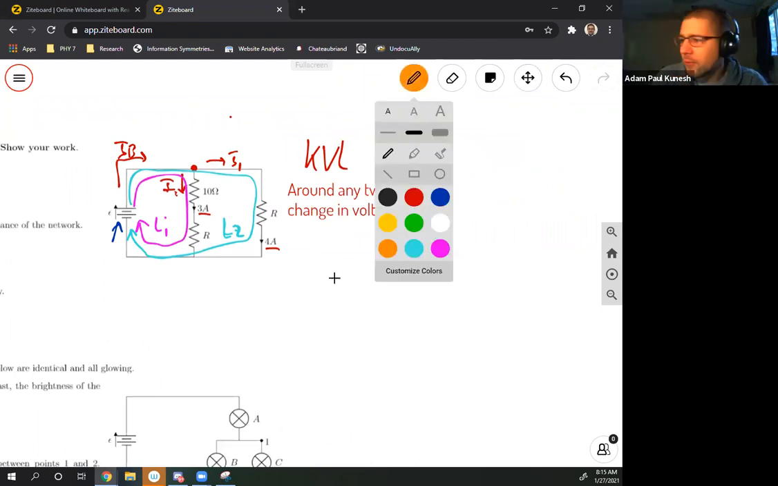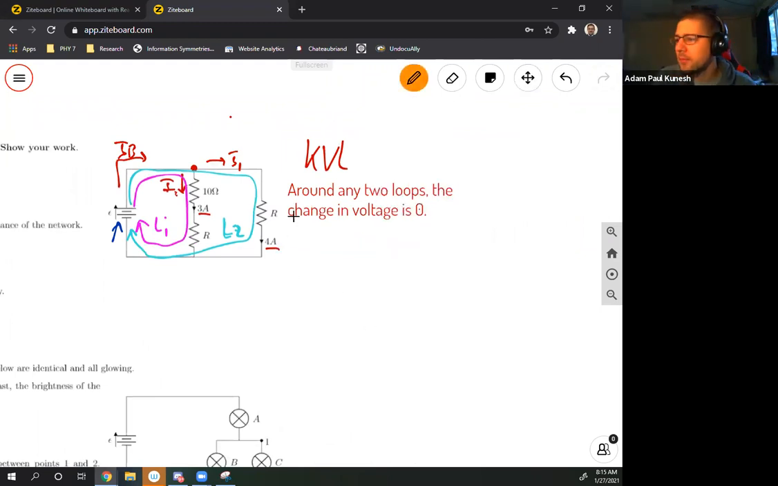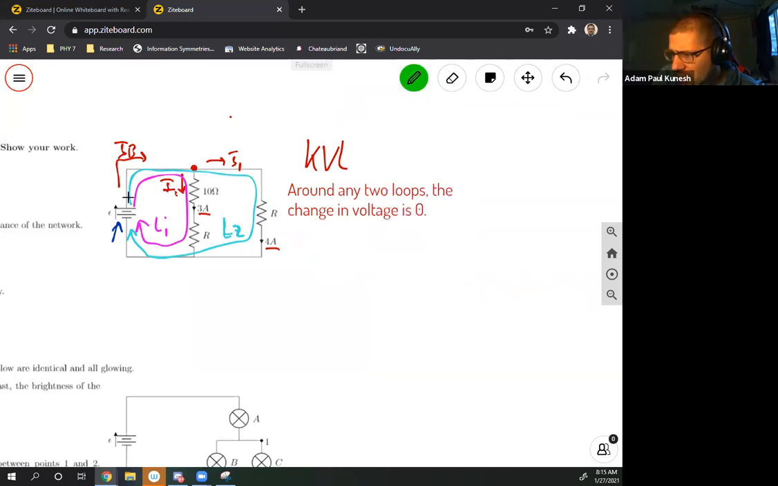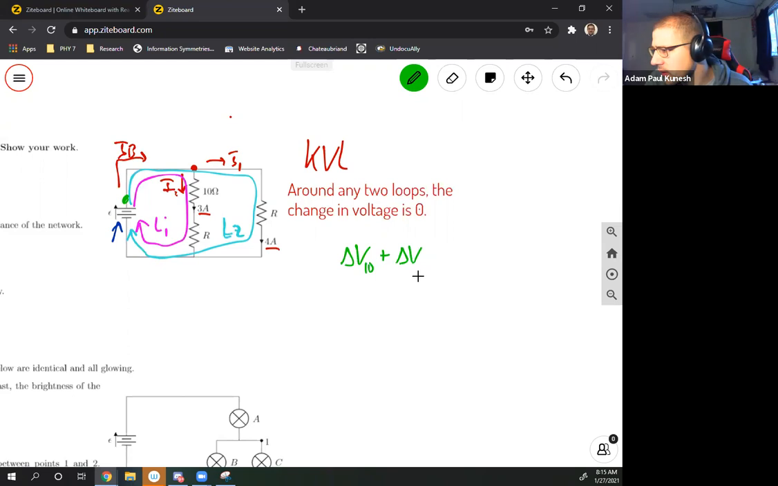So we've got 2 loops. The voltage drop around each of these loops, the sum of them must be 0. Let's start here and work my way around back to the same point. So the change in voltage across the 10 ohm resistor plus the change in voltage across the R ohm resistor. I'm going to call this one R left and the R right here. Plus, if I make my way around the rest of the loop, the battery voltage equals 0.